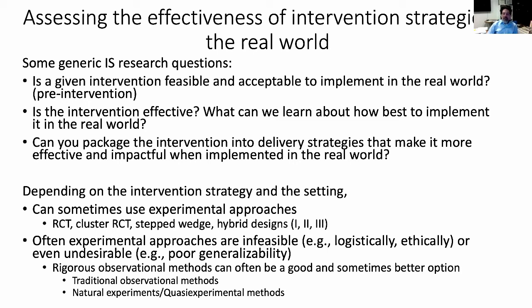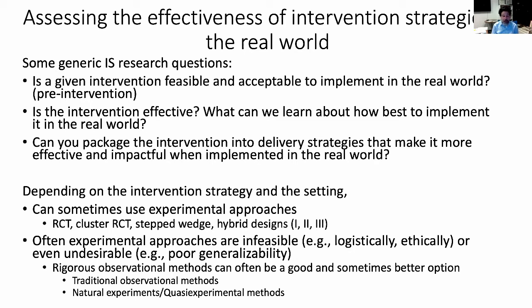And so depending on the intervention strategy and the setting, and as you probably covered earlier in the course, you can sometimes use experimental approaches. So regular randomized controlled trials, cluster RCTs, stepped wedge designs, and also some of these hybrid trial designs, type 1, 2, and 3. But in real world settings, you often find yourself in situations where experimental approaches might not be feasible for a variety of reasons, logistical reasons or ethical reasons, and maybe even experimental approaches aren't desirable.